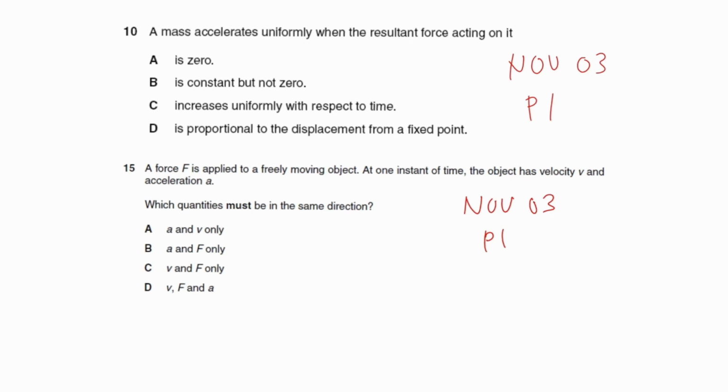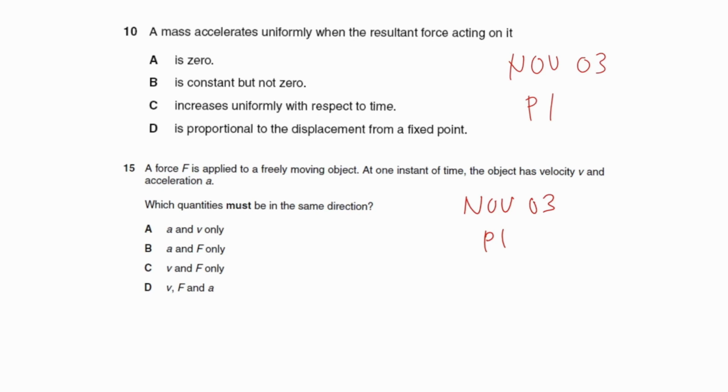Now, if you want to do question 10 on top here, they say the mass accelerates uniformly. What does accelerate uniformly mean? It means constant acceleration. Because some people misunderstand accelerates uniformly to mean acceleration increases uniformly. It's not. Accelerates uniformly is just constant acceleration. From the formula F equals ma, when your a is constant, your resultant force has to be constant. So the answer will be, what do you think, Ewan? B. B, well done.